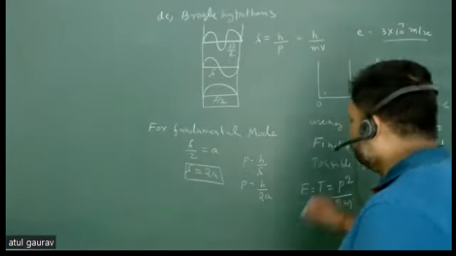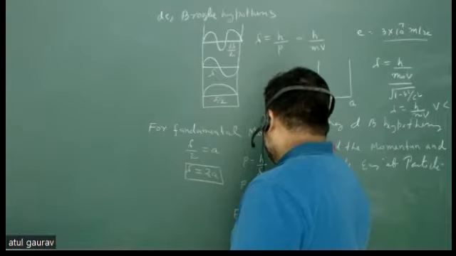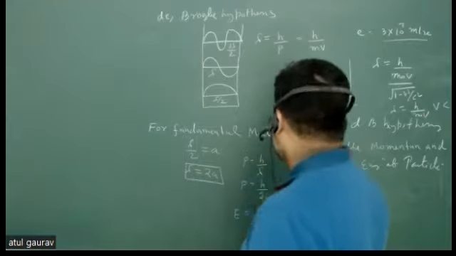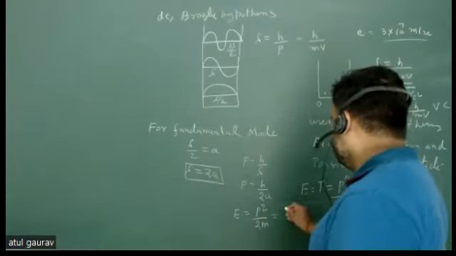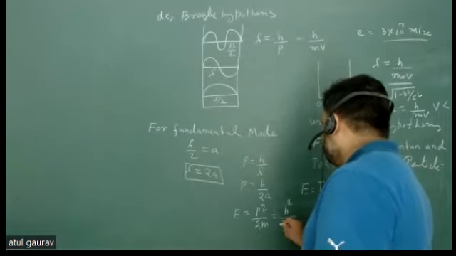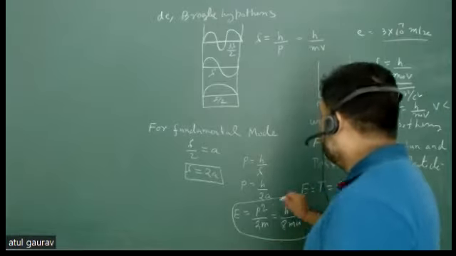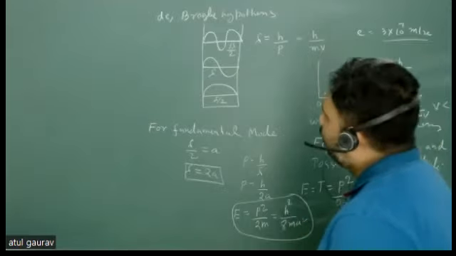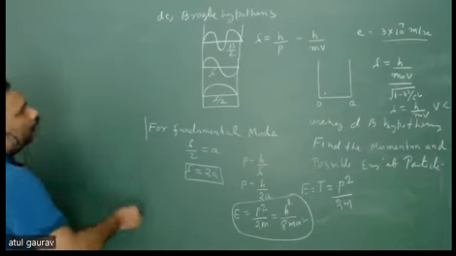So what will be my energy? Energy is equal to p square upon 2m. I am just taking the classical energy, not relativistic energy right now. Okay? So what do you have? What is this value? h square upon 8ma square. Isn't it? Yes. So my one energy is, if this mode is going to appear, then my energy is equal to h square upon 8ma square. And this is for the fundamental one. Now let us try to go for the first overtone.